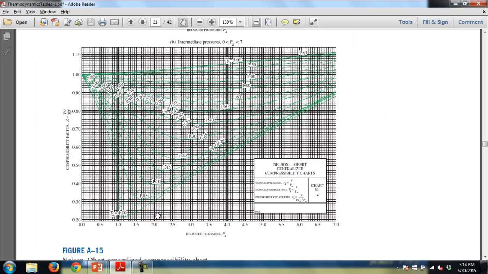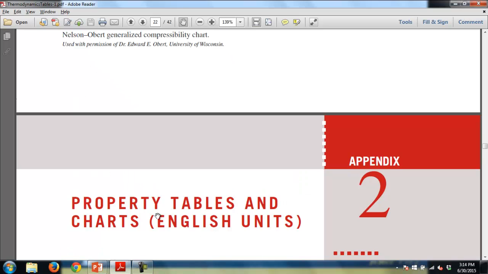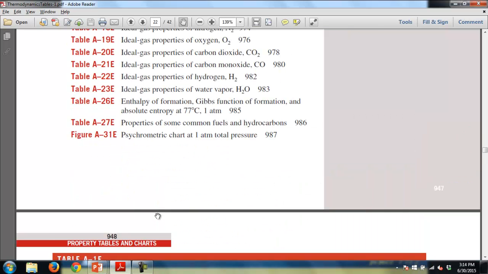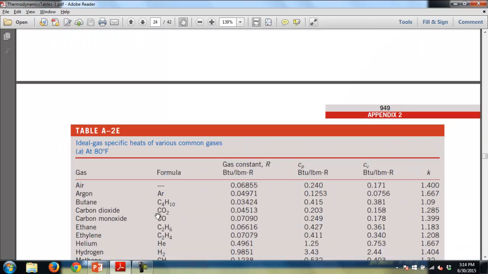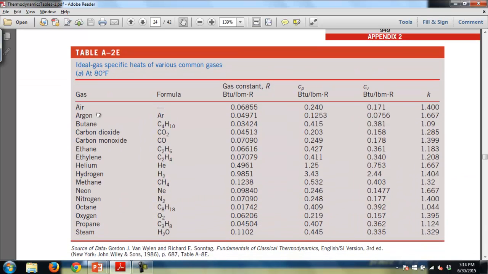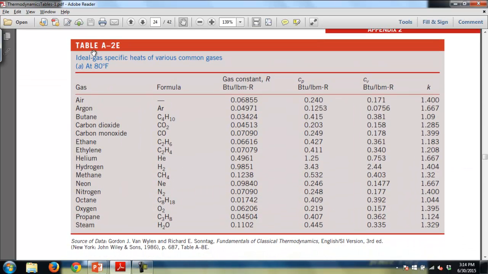We need to go back to our property tables here. Let's go down, back to our English tables, and A2. These are ideal gas specific heat capacities, and water's acting as an ideal gas. So let's look through, and we don't see water. What we see is steam, and that's because in order for water to be an ideal gas, it's got to be in the vapor state. We normally call that steam. So there's steam, my bottom column. There's a symbol H2O to confirm it. And I'm looking for Cp because I'm doing enthalpy, and it's 0.445.